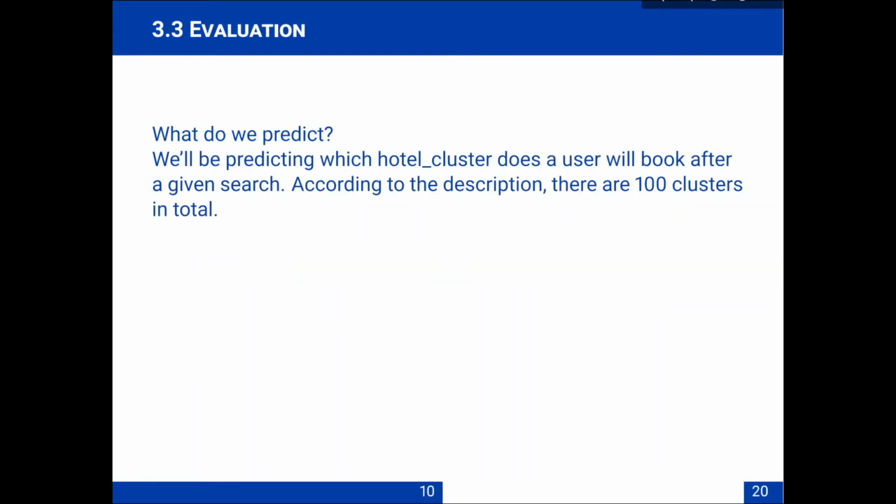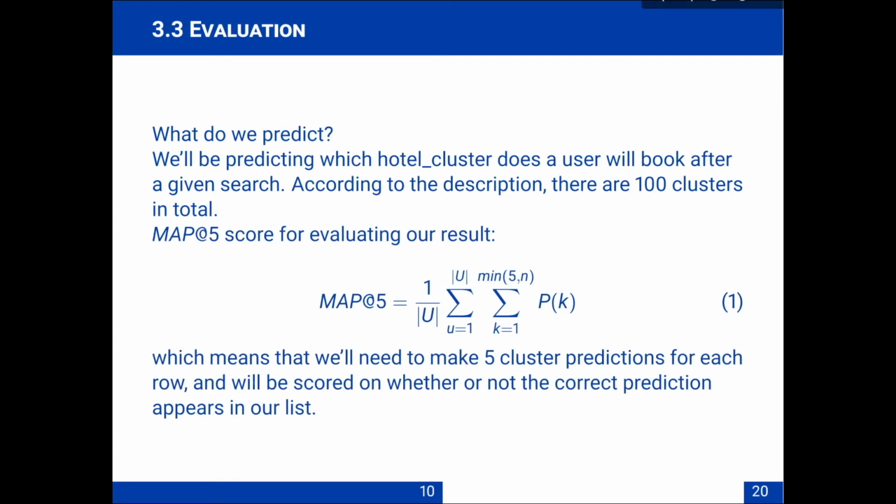We will be predicting which hotel cluster a user will book after a given search. We submit the result to Kaggle and use the MAP@5 score for evaluating. MAP@5 means that we need to make 5 hotel predictions for each user, and finally form a cluster list. The result is scored on whether or not the correct prediction appears in our cluster list.